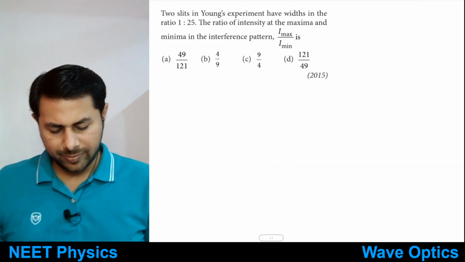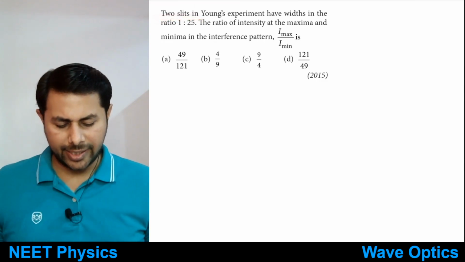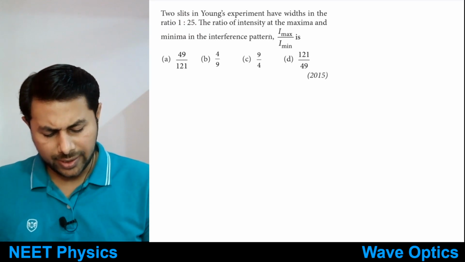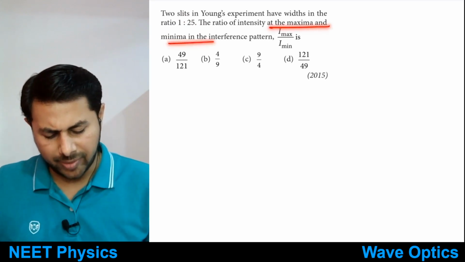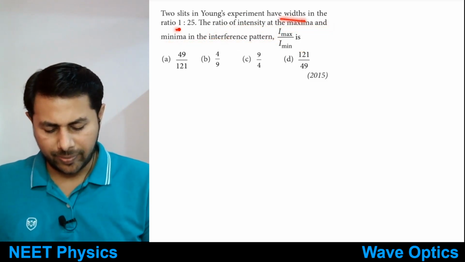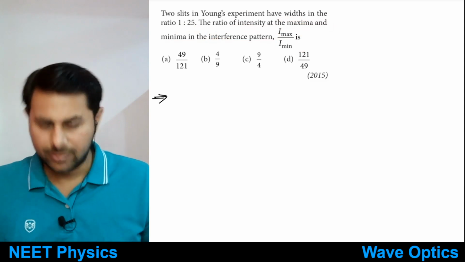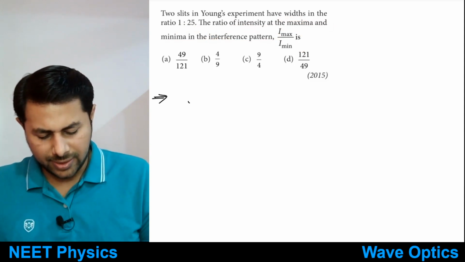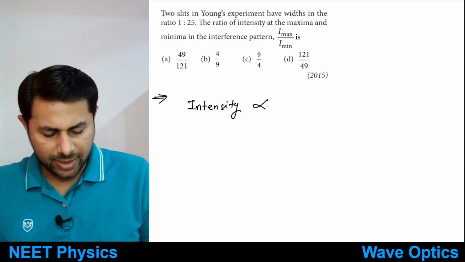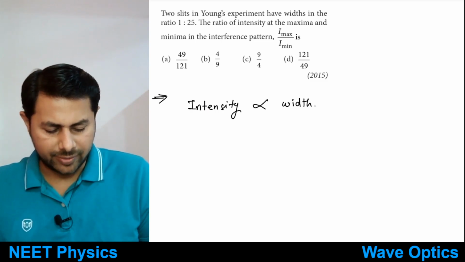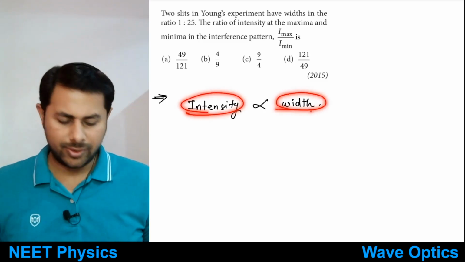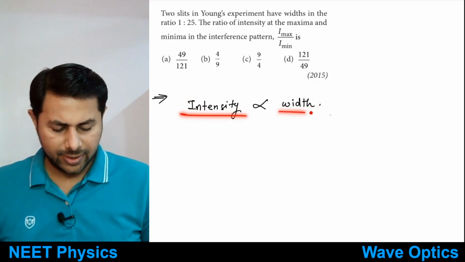So let's see the next one. Two slits in Young's experiment have widths in the ratio of 1:25. The ratio of intensity at maxima and minima in the interference pattern, Imax by Imin, is. Okay, so there is one more thing that you need to remember, that intensity is directly proportional to the width of the slit.